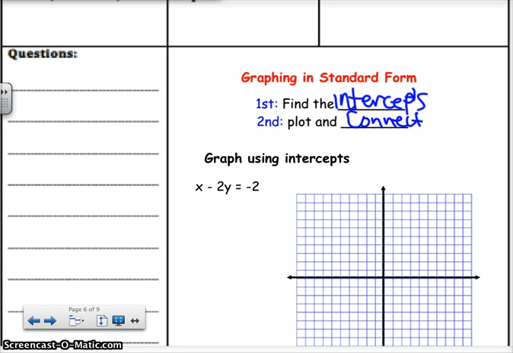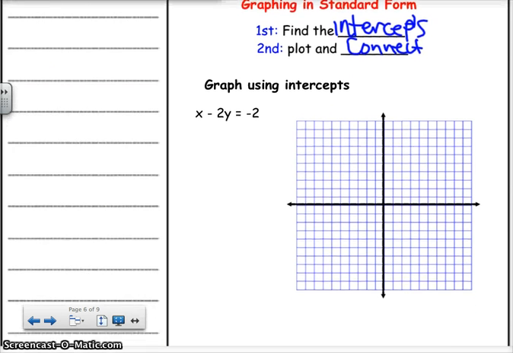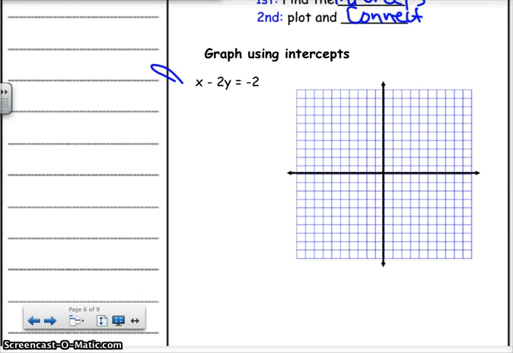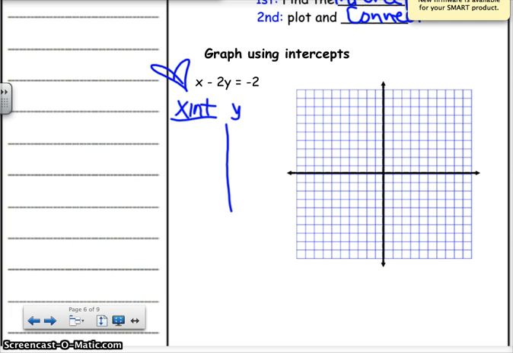So we're going to graph this first line. Instead of getting slope-intercept form as we usually have done, we're going to find the actual intercepts. So we have two intercepts: an x-int and a y-int. For the x-int, y is 0. For the y-int, x is 0.